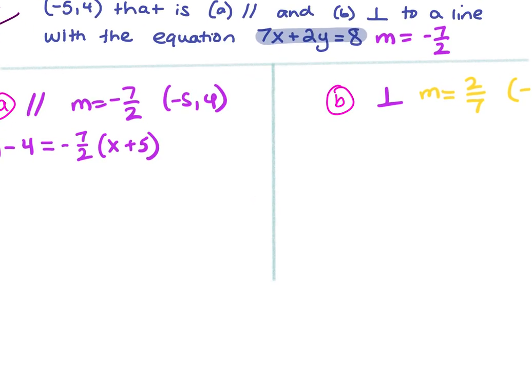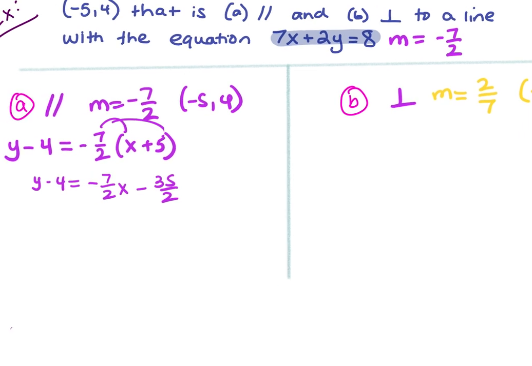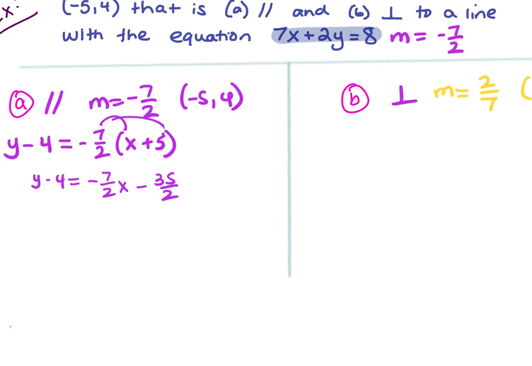Then I'm going to distribute that -7/2, and I get -35/2. Then I'm going to add the 4. I have to give a least common denominator there, so I have to put it over 2, which means this turns to 8 over 2. And I get 27 over 2.